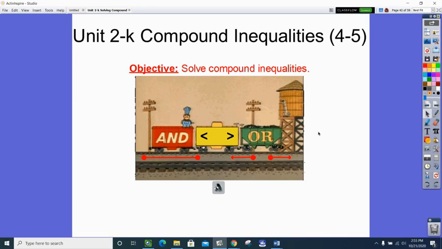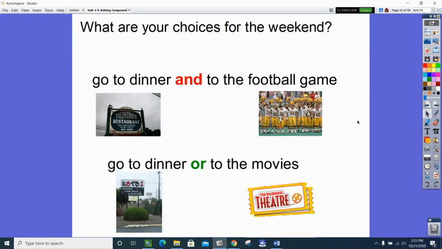So before I get ahead of myself, let's move on and just start talking about what does it mean to have a compound inequality. So back in the days when we could do these things, imagine having choices for the weekend that you could go to dinner and the football game. What does that mean to go to dinner and the football game? It means that you're going to do both. If you were going to go to dinner or the movies, remember those days? If you were going to go to dinner or the movies, in English, that would mean one or the other. In math, it means one or the other, or really both.